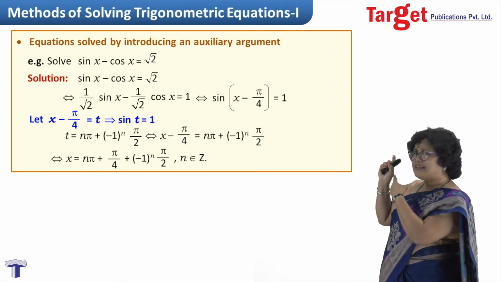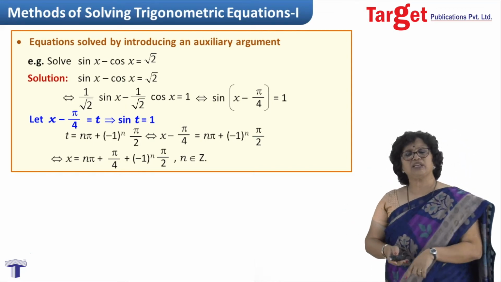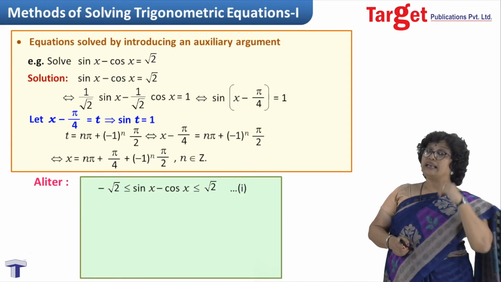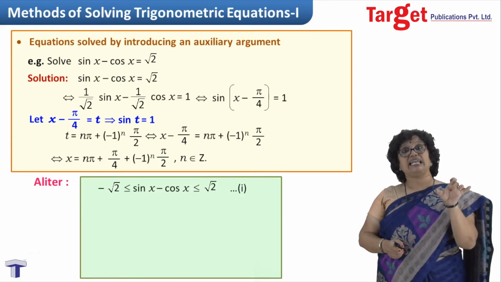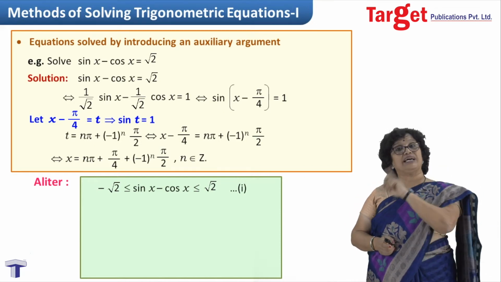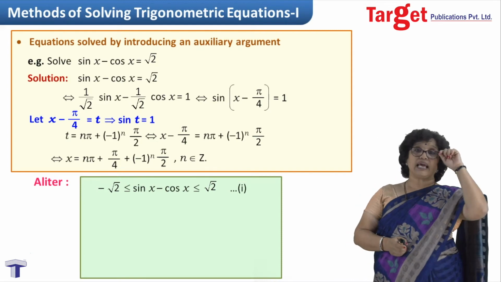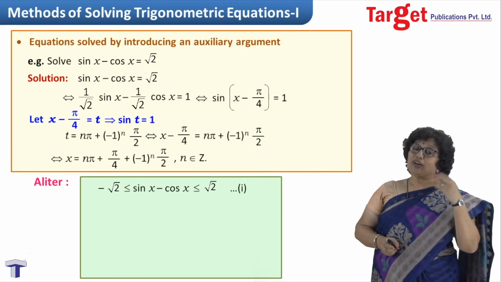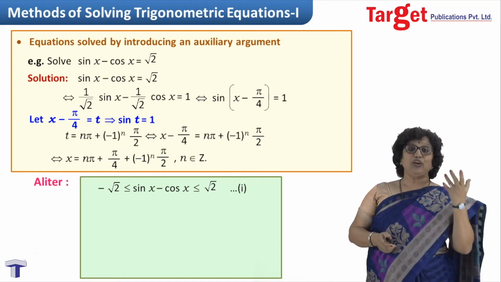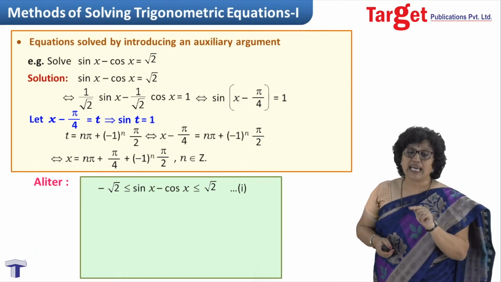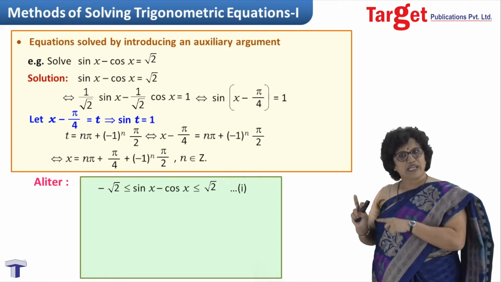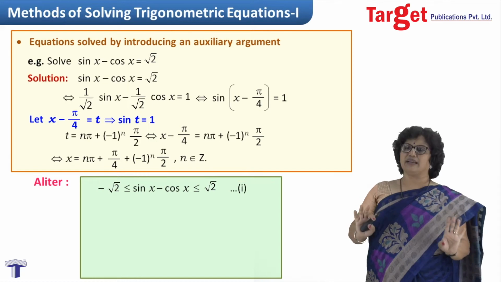Now, please revisit this equation: sin x minus cos x equal to root 2. Is there any other method? The method is that recall one result, that a sin x plus b cos x lies between minus under root a square plus b square and plus under root a square plus b square. This result I had given when we were doing formulae, and I had mentioned that there are some identities which can be used as formulae. This is a standard result.